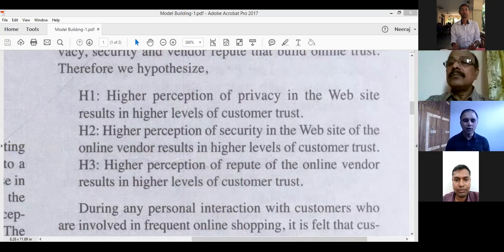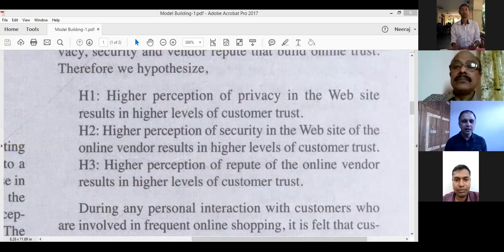So look at H1. I can see there are two variables. One is perception of privacy in the website. So we can say perception is the variable, but here we have given a little more detail: we are measuring perception of privacy, and that too in the context of a website. So perception is one variable and trust is another variable.